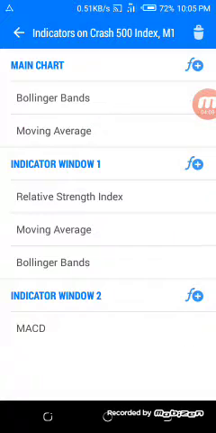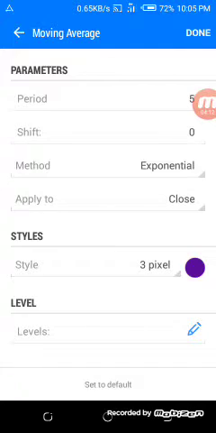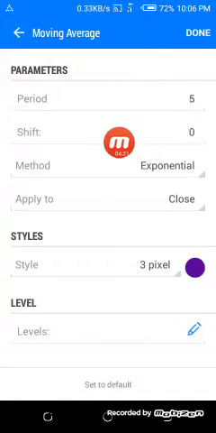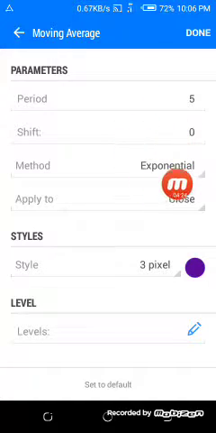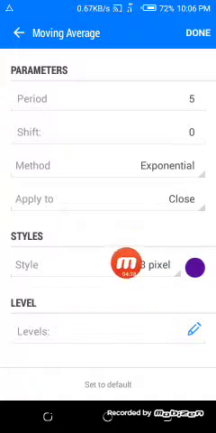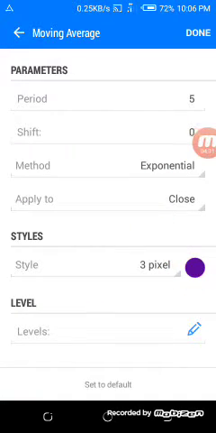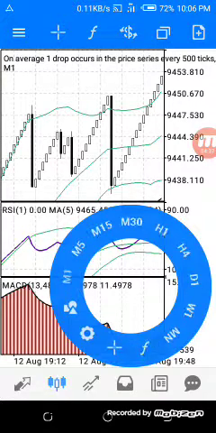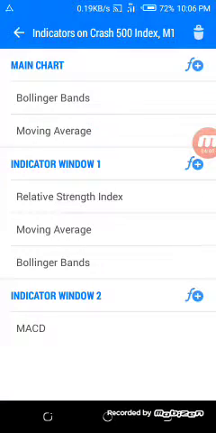Okay, then again on the same indicator number 1, you put another indicator, which is the moving average. In this case, you are putting moving average 5: period 5, shift 0, exponential, apply to close, 3 pixel, and the color of your choice. Then you click done.